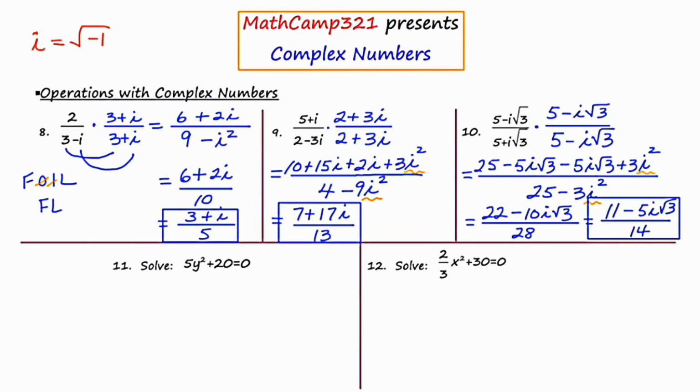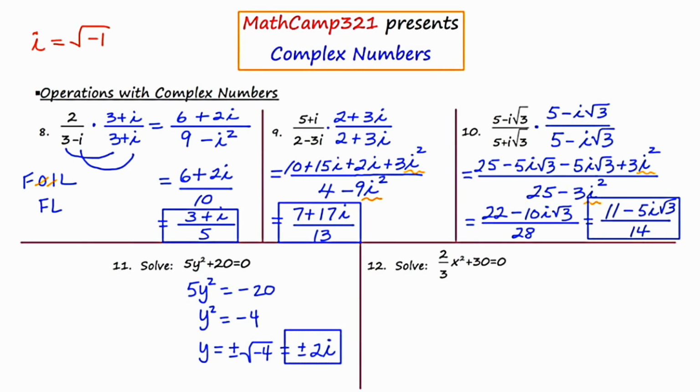5y squared plus 20 equals 0. Let's begin the isolation process by subtracting 20 from each side. Let's continue to isolate by dividing each side by 5. Now let's take the square root of each side. Now we know that the square root of negative 4 is 2i, so the answer is plus or minus 2i. Okay, let's do our last question and then we'll be done.